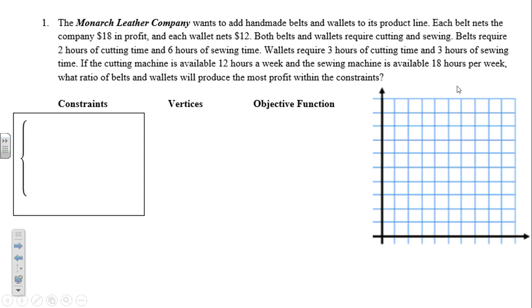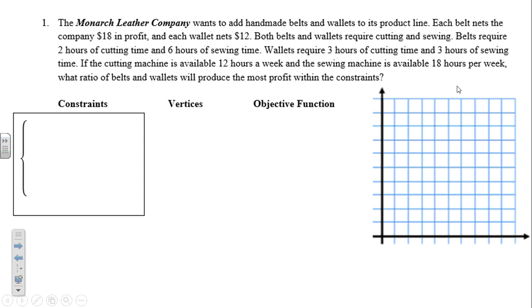All right, so if the cutting machine is available 12 hours a week for this product, and the sewing machine is available 18 hours a week, we want to know how many belts and how many wallets should we make in order to make the most profit within these constraints. Meaning we don't get another sewing machine, we don't get more time on the cutting machine, right? We're stuck with these constraints, okay?